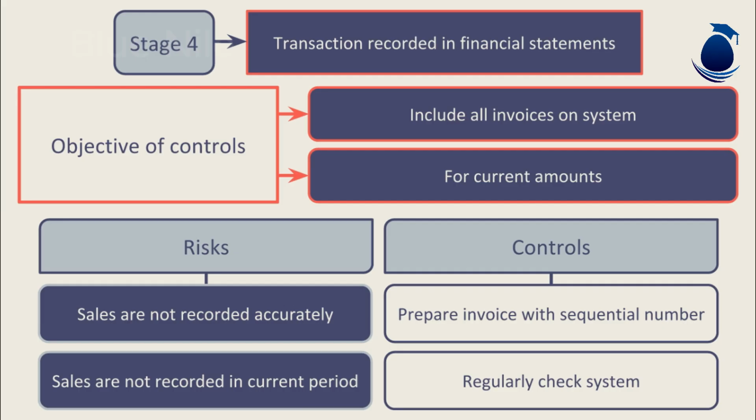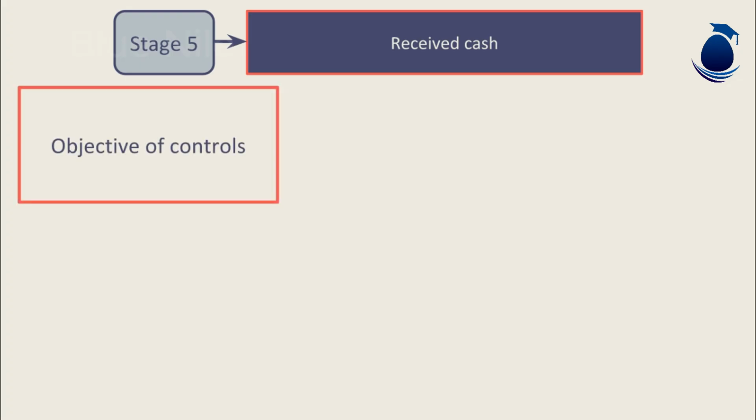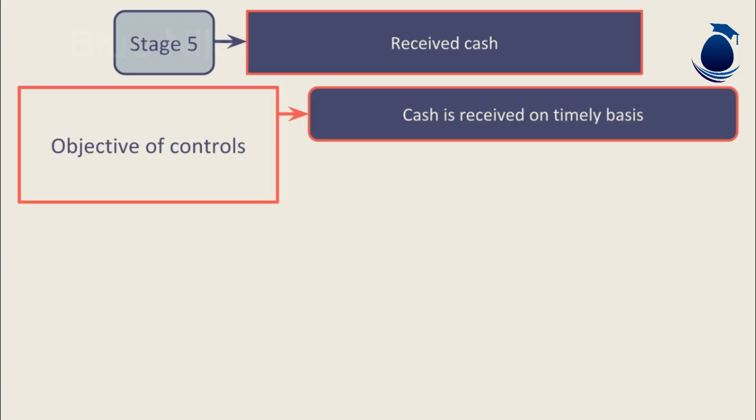an invoice number. Stage 5 is the payment from the customer. The objective is to ensure cash is received on a timely basis.